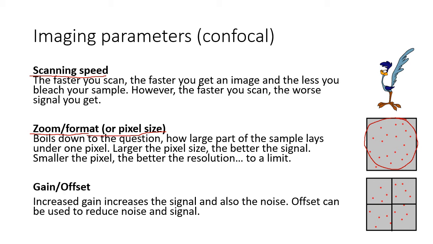And the last thing we will discuss is something called gain and offset. So increased gain increases the signal, as discussed earlier, but increasing the gain also increases the noise. And then we have something called offset that can be used to reduce the noise and the signal if necessary.